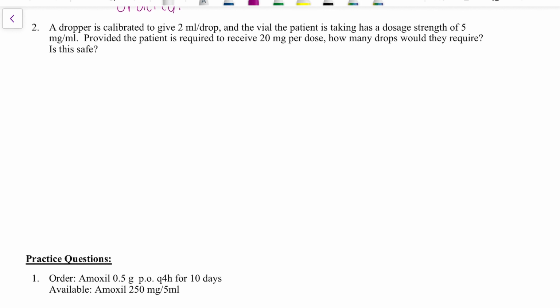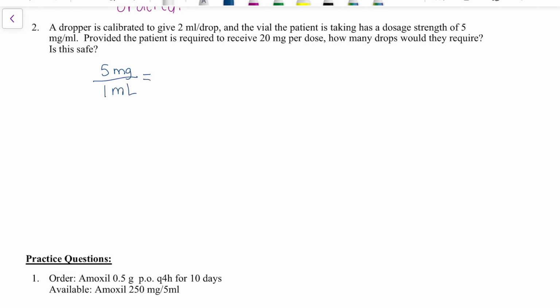Okay, I want you to try this one. Pause the video and then start it up again when you're ready. Okay, so a dropper is calibrated to give 2 milliliters a drop, and the vial the patient is taking has a dosage strength of 5 milligrams per milliliter. Provided the patient is required to receive 20 milligrams per dose, how many drops would they require, and is this safe? Okay, so again, available to us, the dosage strength is 5 milligrams in 1 milliliter.